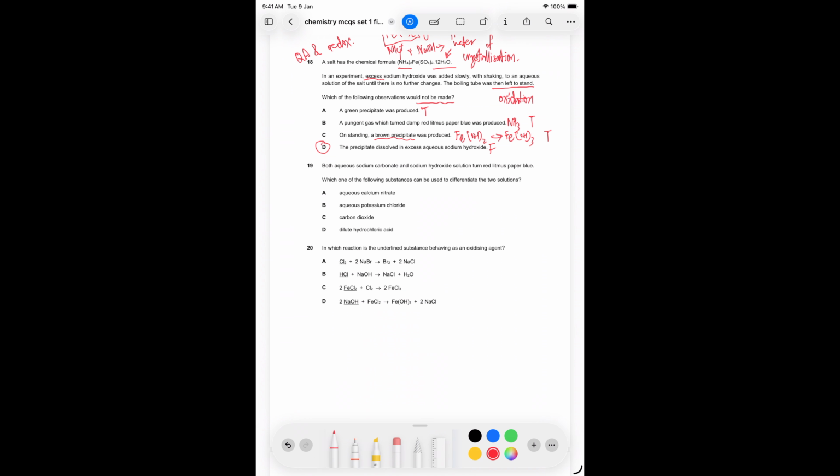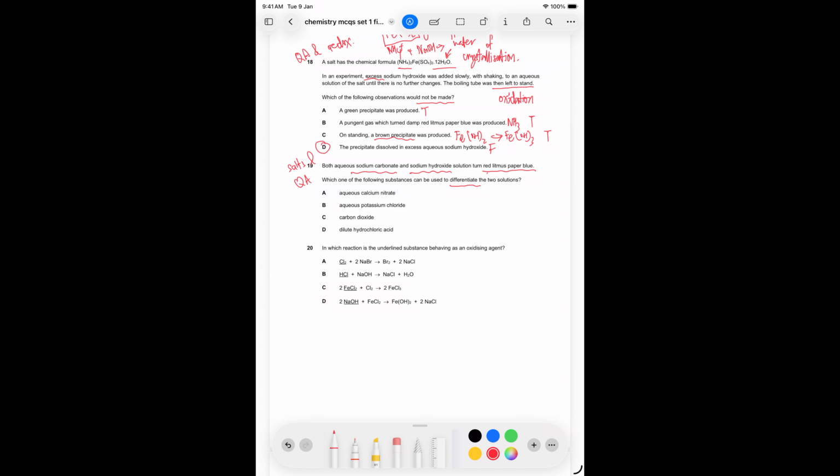Question 19. Both aqueous sodium carbonate and sodium hydroxide turn red litmus paper blue. So most likely an alkaline solution is being produced. Which of the following substances can be used to differentiate the two solutions? So this should be under maybe salts and QA, yeah. Okay, so you're looking for a different observation between sodium carbonate and sodium hydroxide.